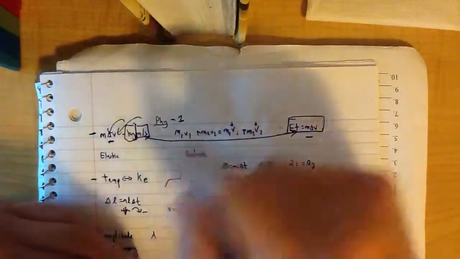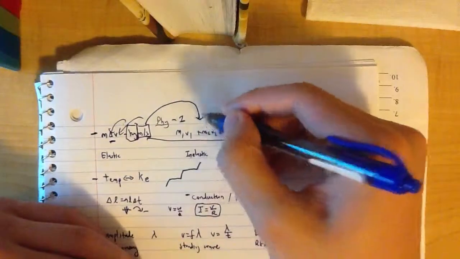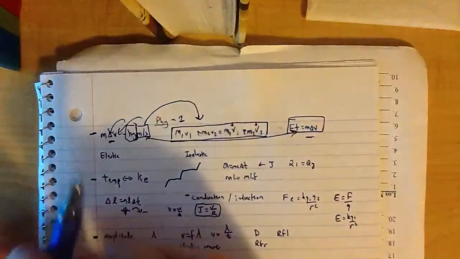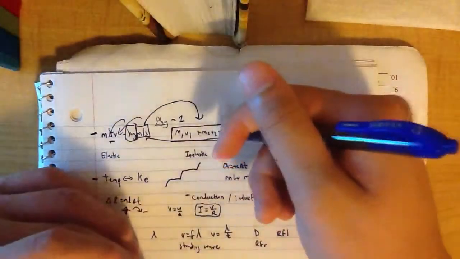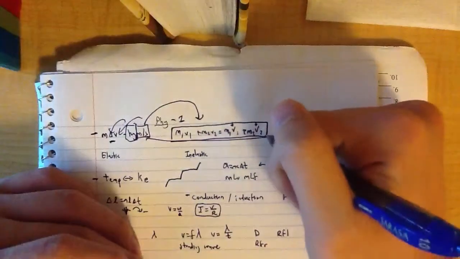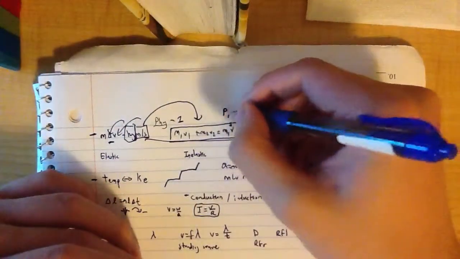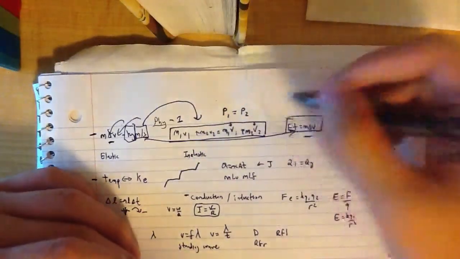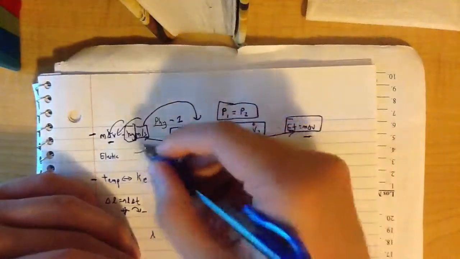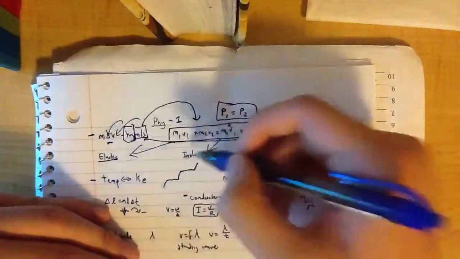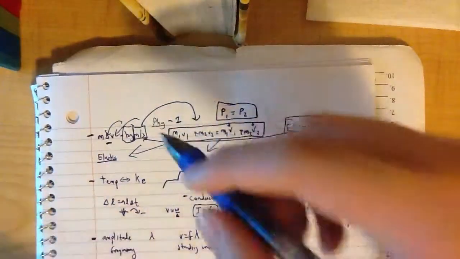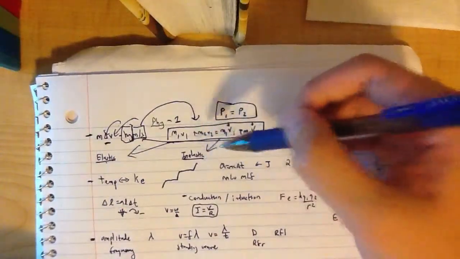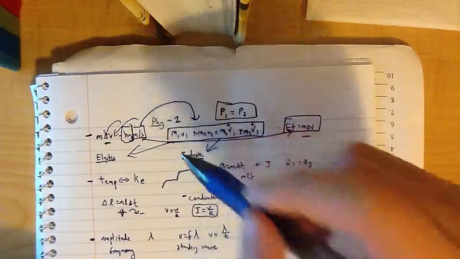And then finally, we came up with this equation, which is m1v1 plus m2v2 plus etc., you can go on forever, equals m1v1 plus m2v2 plus etc. And that's basically saying that p1 equals p2, momentum before equals momentum after, and that always holds true in elastic and inelastic collisions. Their difference is basically that elastic conserves kinetic energy, while inelastic does not. Both of them conserve momentum.